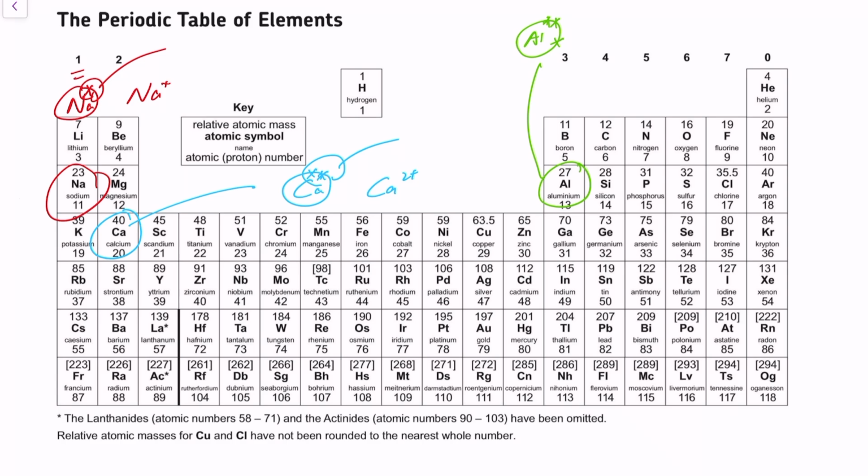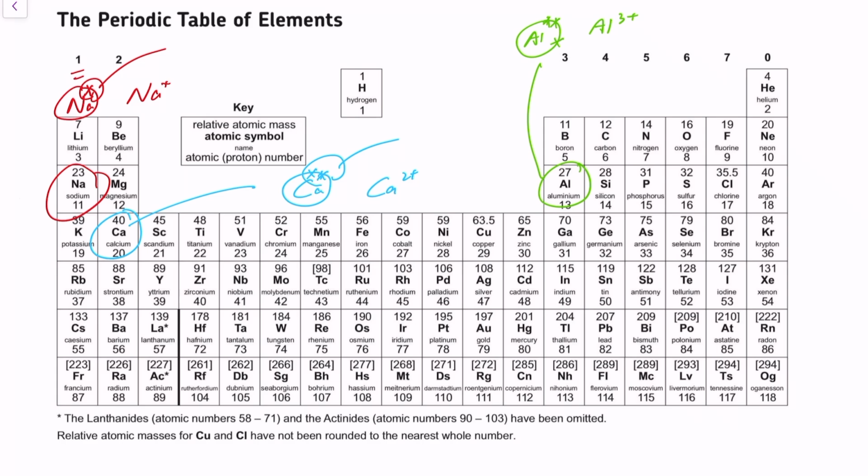They don't have a full outer shell, and they have to lose those 3 electrons in the outermost shell in order to achieve a full outer shell. After losing the 3 electrons, aluminium becomes the Al3 plus ion. And then let's move on to the next example.